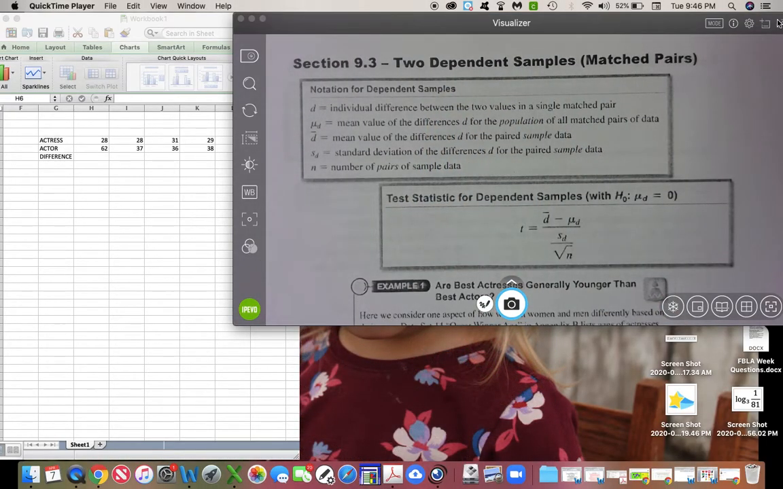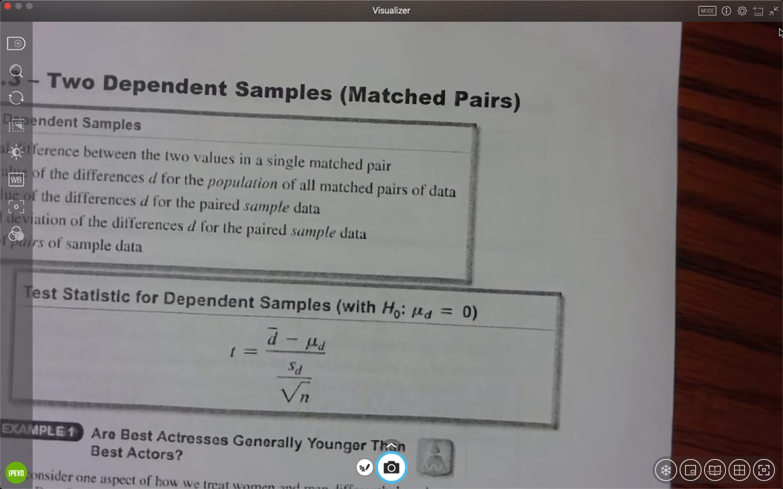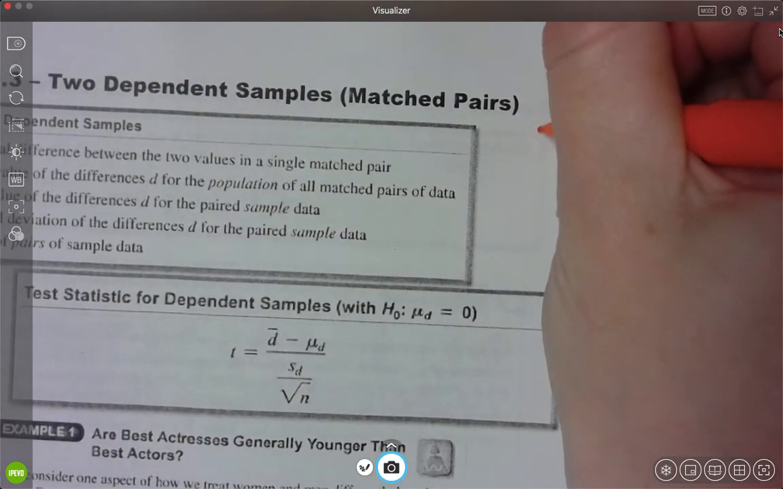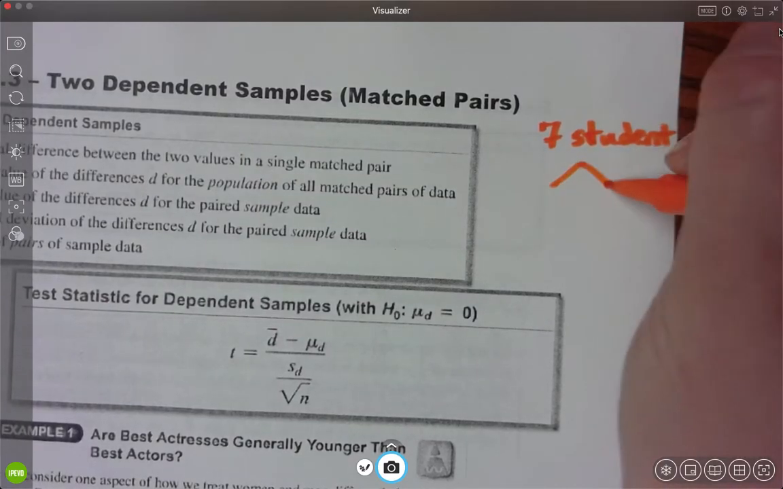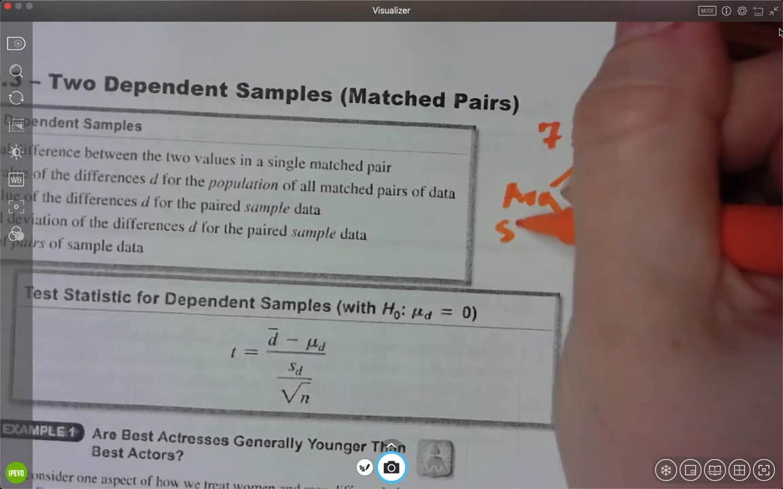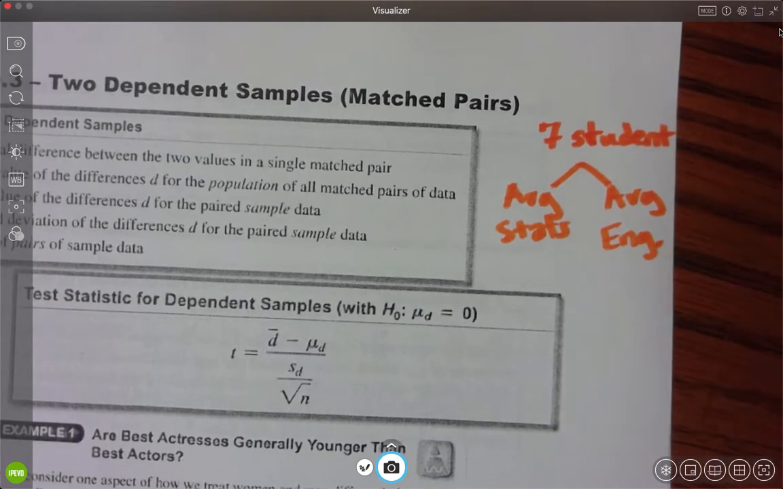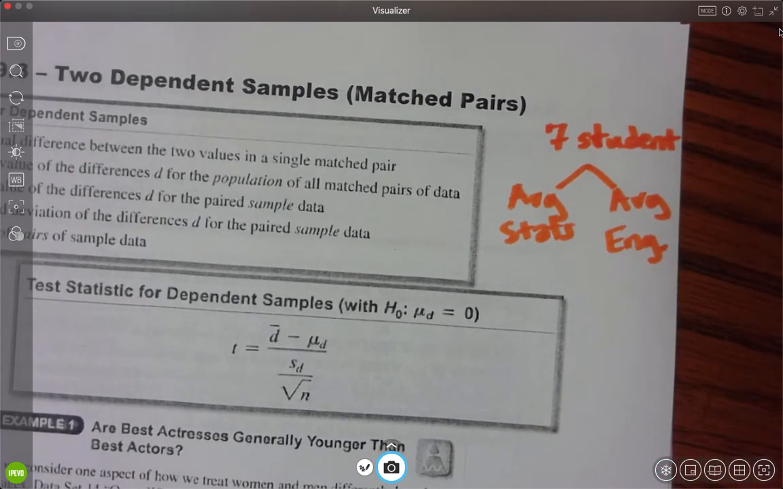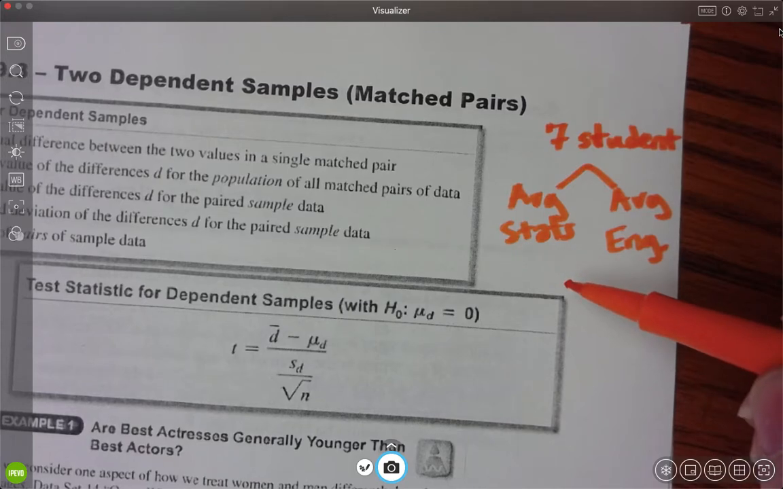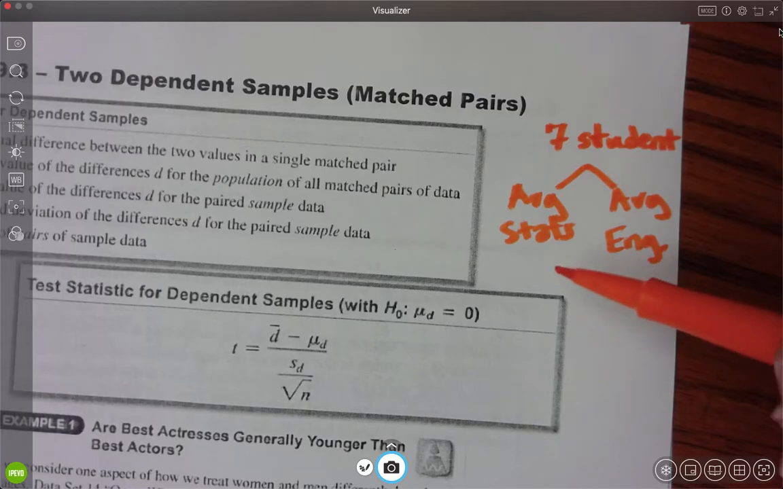So an example of a dependent sample would be like, let's say I take 7 students, there's 7 of you guys in this class, and I want to compare the average that you have in stats to the average that you have in an English class. So I want to compare your English grade to your stats grade and see how those averages pan out. The students who have a 95 in my class, do they also have a 95 in English? Students who have an 80 in my class, maybe they're scoring in the 90s in English, that type of thing.